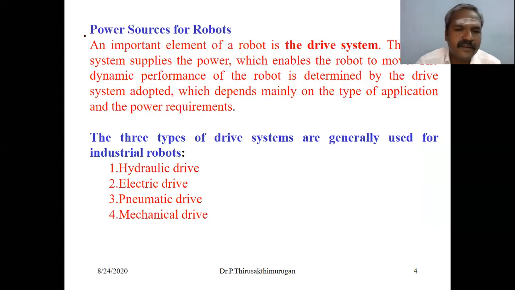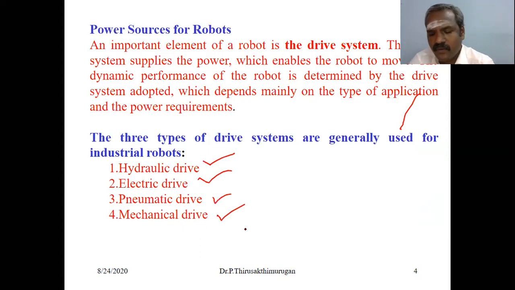So the power sources for robots are an important element in the robot drive system. The drive system supplies the power which enables the robot to move. The dynamic performance of a robot is determined by the drive system adopted. What type of drive system is adopted? Say hydraulic drive, electric drive, pneumatic drive and mechanical drives. Okay, so let's see one by one.